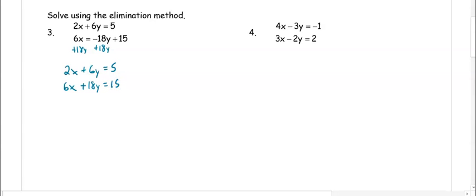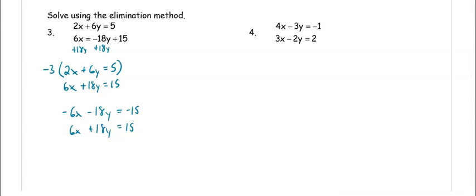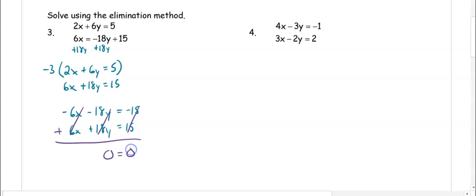Now, to eliminate a variable, because nothing eliminates right now, I'm going to multiply one equation if possible. So I know that to cancel out with 6, I need a negative 6. So I can multiply the first equation by negative 3. So I get negative 6x minus 18y equals negative 15. 6x plus 18y equals 15. What ends up happening in this case is that the x, the y, and the number cancel out, so we're left with 0 equals 0, which is infinitely many solutions.